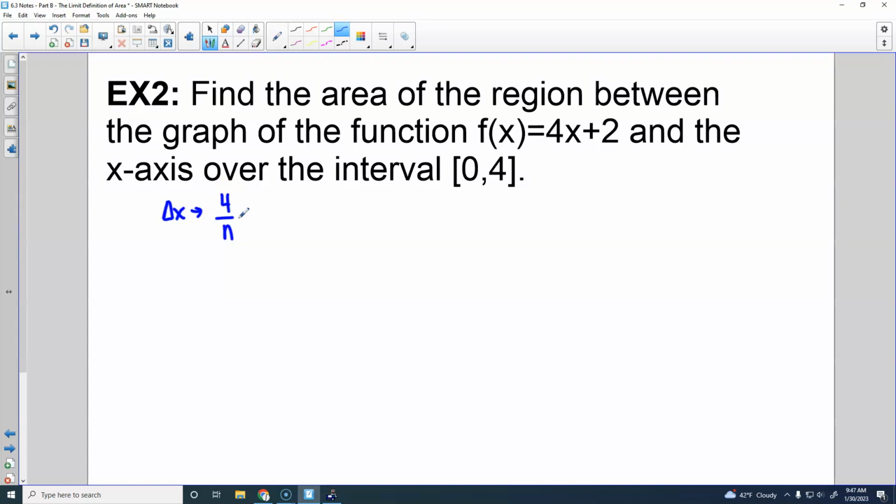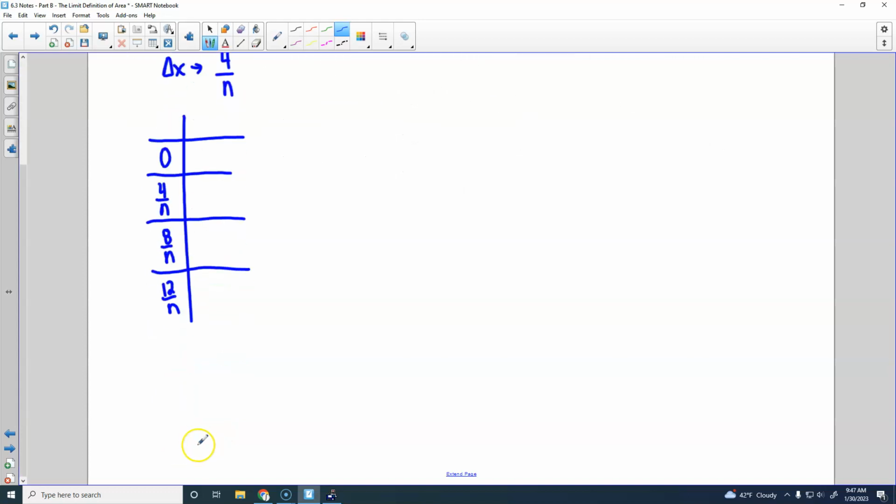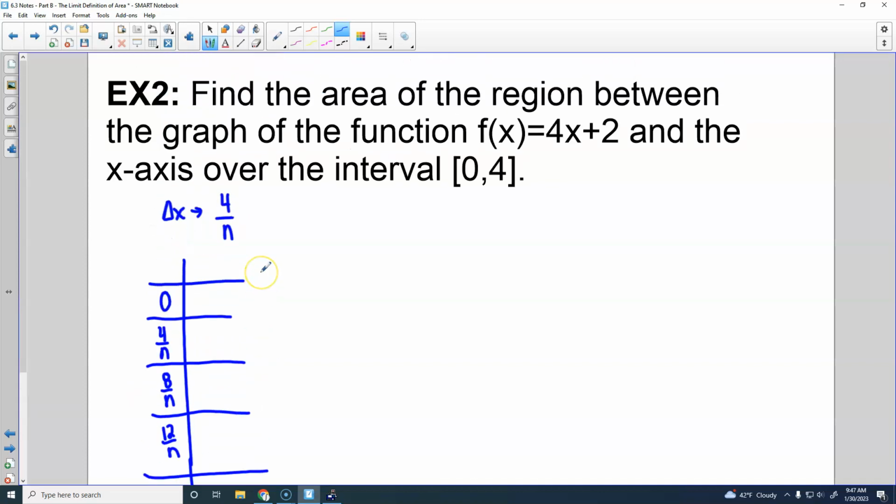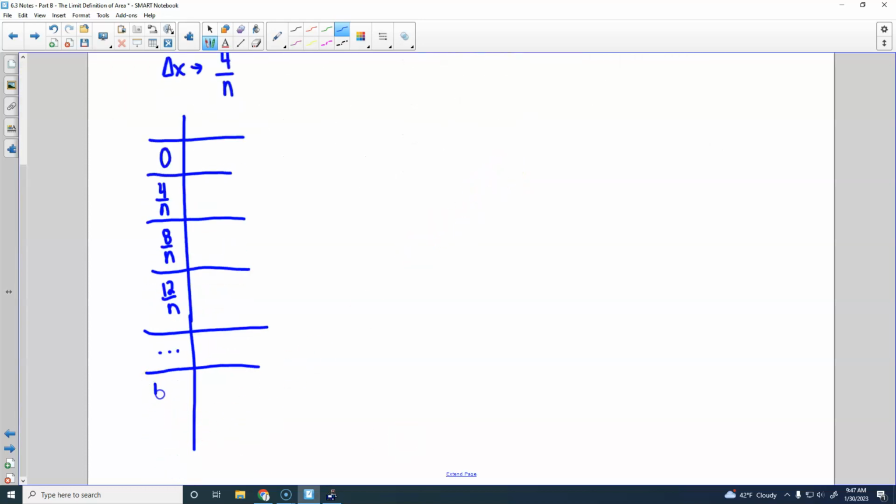What I did wrong on that last one is I wasn't plugging those values into my function. So my table would look like this. I would start at 0. My next interval would be at 4 over n. What would the next one be at? It'll be at 8 over n, and then 12 over n, and it'll continue dot dot dot until you get, where would you end at? To get 4, what would you have to have? 4n over n. Like that.